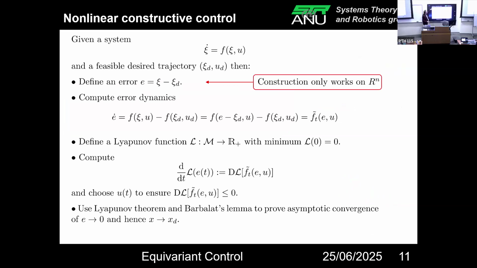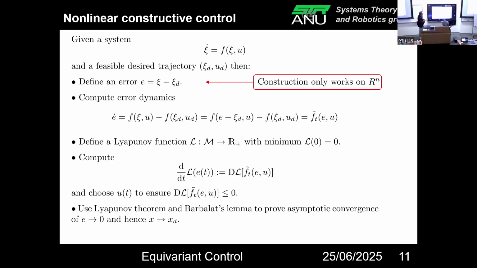So we've got a feasible desired trajectory. So we define an error. So on Rn, okay, you write down psi minus psi d. Why not? It's what everyone does. So then we compute the error dynamics. So we just take the derivative of this, substitute in. The key thing here is that we've got something in terms of psi and psi d.